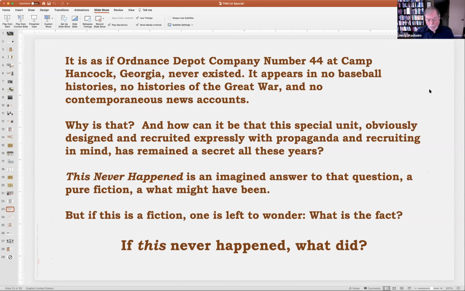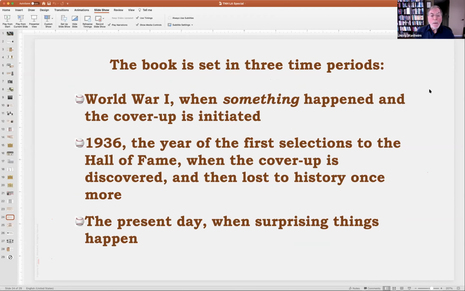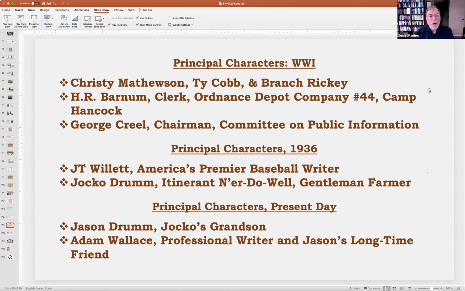So you can take my suggestion for what happened in the book, or you can come up with your own. The book is set in 3 time periods: World War I, when something happened; 1936, the formation of the Hall of Fame, when the cover-up is discovered and then lost to history a second time; and then the present day, when there are some things that happen. The principal characters in the stories from those 3 time periods weave together through the book.